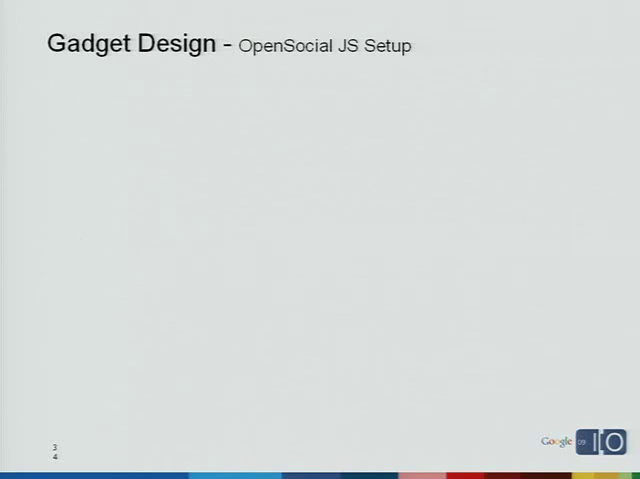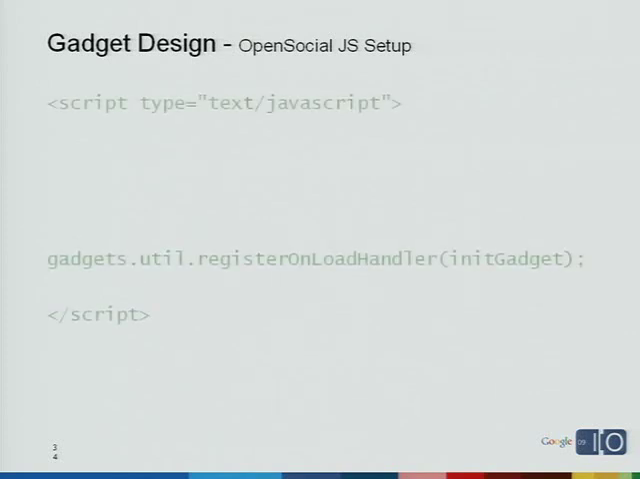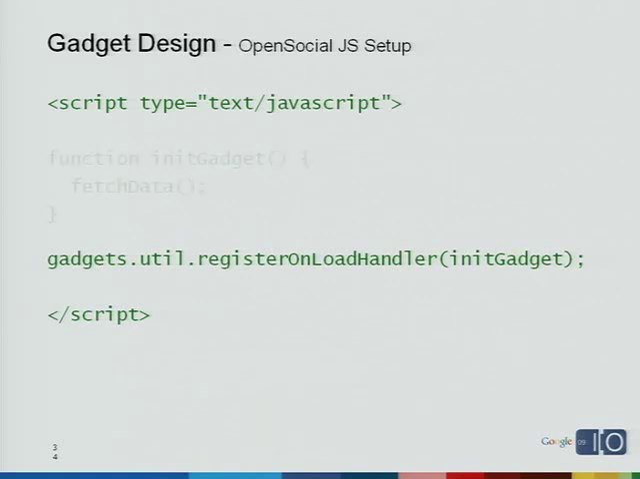So OpenSocial, what does this look like in JavaScript? Pretty simple, right? The first time the gadget loads, you're going to have a registered onload handler, and then we're just going to call some kind of an initialization function. In this case, we're fetching data. So the magic here is we're fetching data. Let's take a closer look at that.